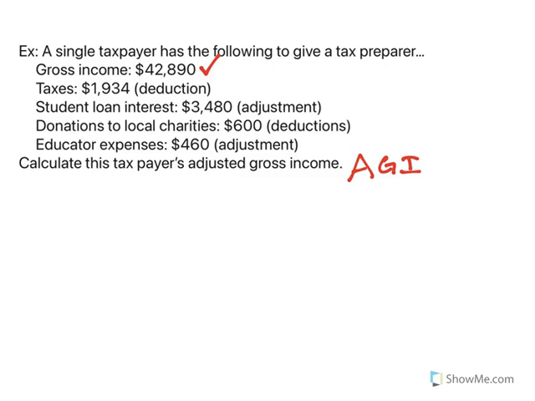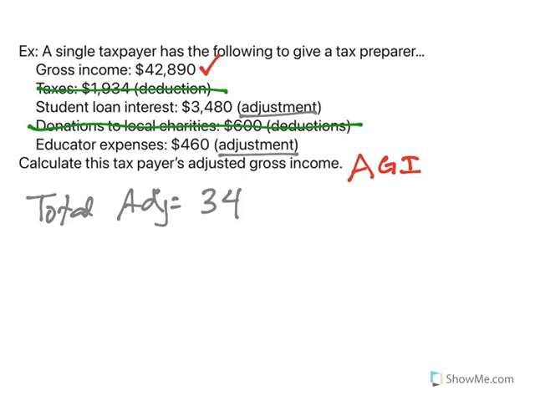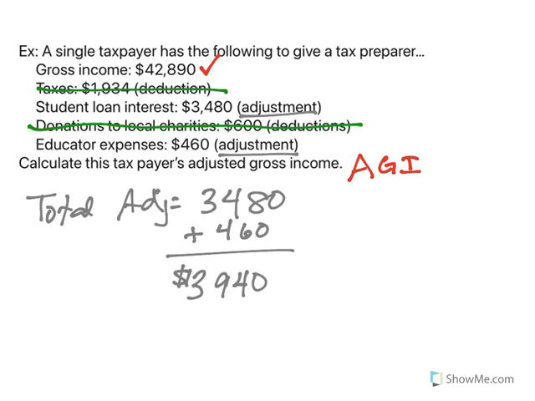So first we just say deductions are not part of calculating the AGI. So let's just get rid of those. We only care about the adjustments. So I know that my total adjustments are found by taking $3,480 plus $460. So now I know my total adjustments are $3,940.